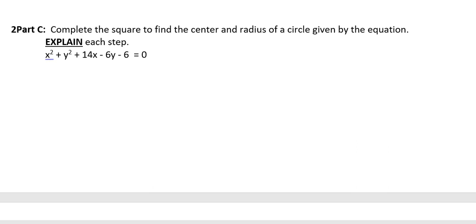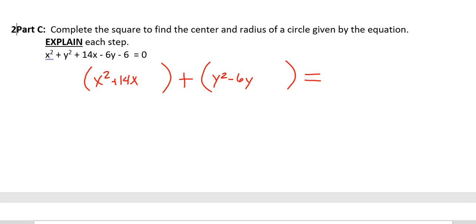So here, when I taught my students this, I told them to group the x's in one set of parentheses and group the y's in another set of parentheses and move the constant to the other side. So that's the first thing we're going to do: we're going to put our x squared plus 14x here, and we're going to do our y squared minus 6y here, and we're going to move that negative 6 to the other side, and to do that we're going to add it.